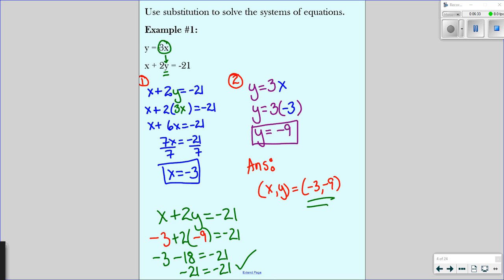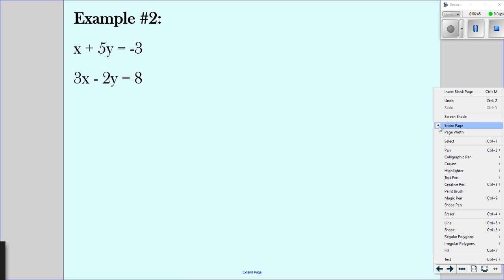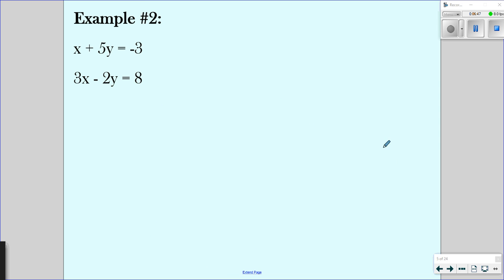So that's how you solve systems by using the method of substitution. Let's do another one. All right, for this one, let me look at it. I noticed that this is written in standard form, but I need to take one of them and turn it into either y equals whatever or x equals whatever. So I'm going to take the first one, and I'm going to solve for x. You could solve for y if you wanted to, but this one I'm going to solve for x.